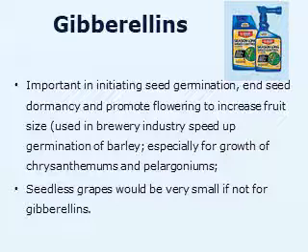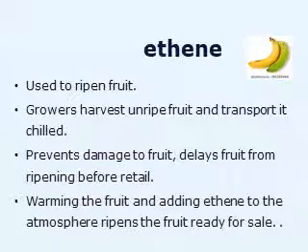We also use a chemical called ethene to ripen fruit. It's also used for growers to harvest unripe fruit and transport it chilled. Very useful for bananas. Bananas are actually harvested in a green state and we transport them chilled. Generally, bananas when chilled go black, but they're sprayed with ethene to help prevent this.